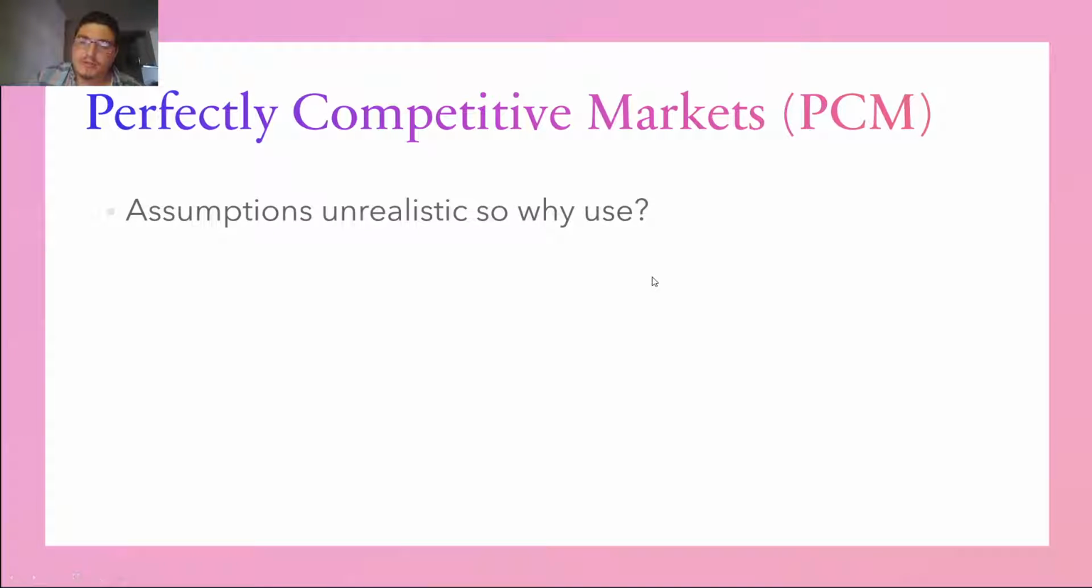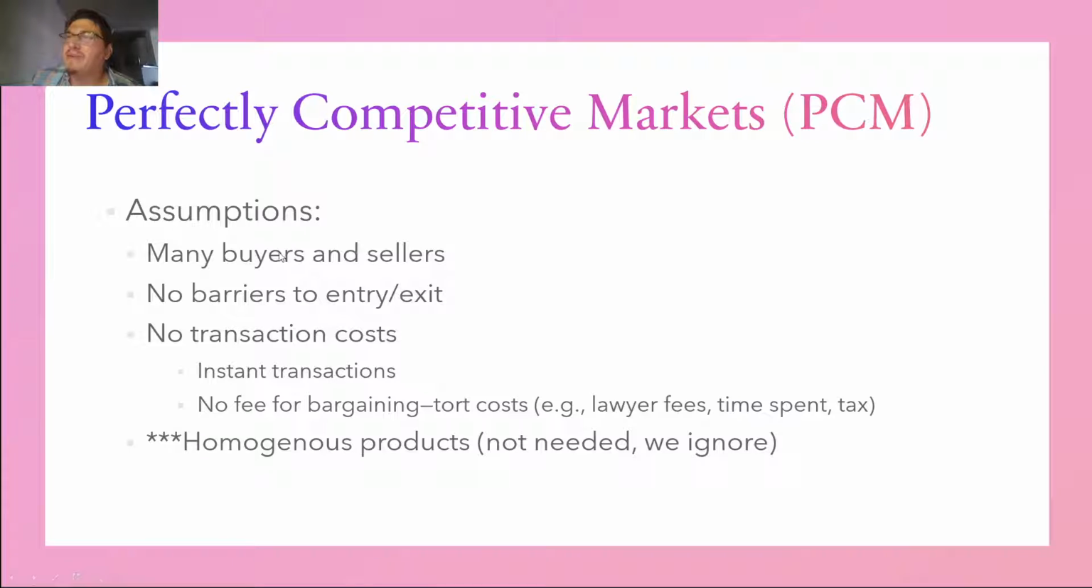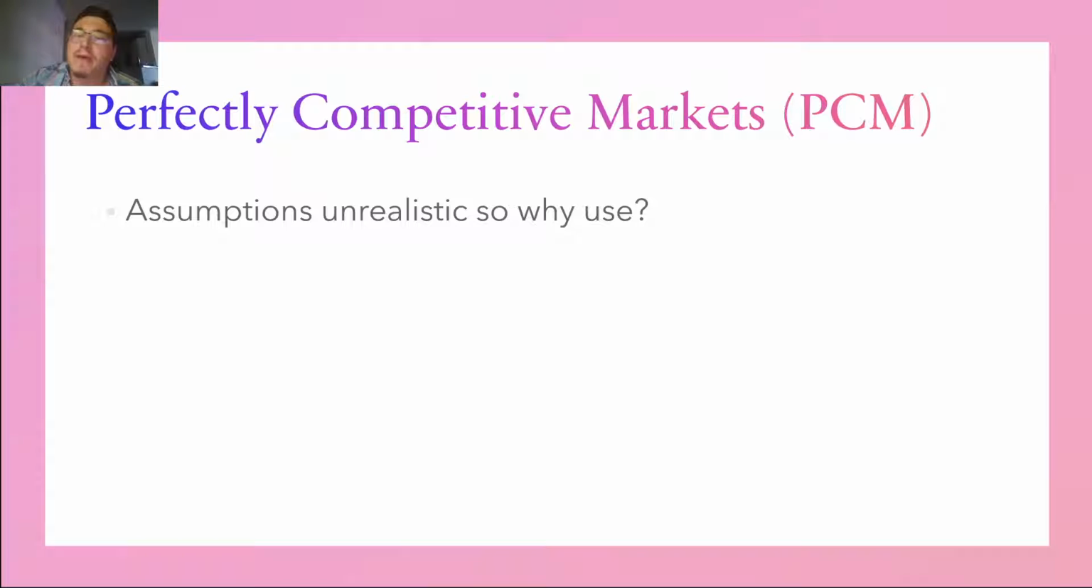So anyways, these assumptions, they tend to be quite unrealistic. Particularly this many buyers and sellers one, and no barriers to entry and exit. To do business in any country of the world, you have to do a lot of paperwork first. You have to go through a lot of bureaucracy, and there's certainly not infinitely many sellers of a good. So these are pretty unrealistic assumptions. Why would we use them?